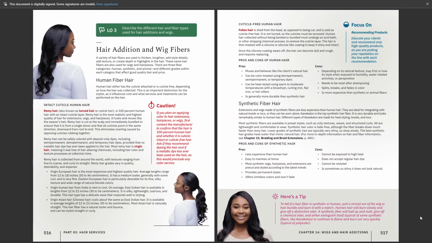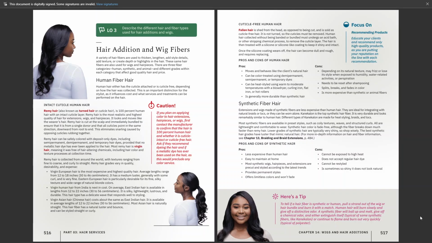Intact cuticle human hair. Remy hair, also known as turned hair or cuticle hair, is 100% human hair with an intact cuticle layer. Remy hair is the most realistic and highest quality of hair for extensions, wigs, and hair pieces. It looks and moves like the wearer's hair. Remy hair is cut at the scalp and immediately bundled to ensure that it is from a single donor and that all cuticles point the same direction, downward from root to end. This eliminates snarling caused by opposing cuticles rubbing together.